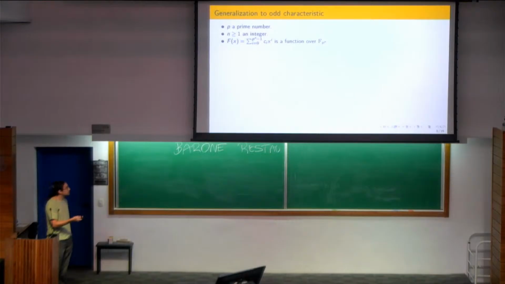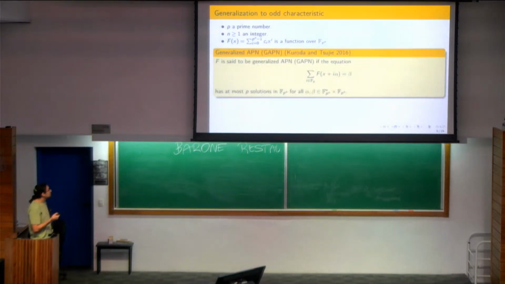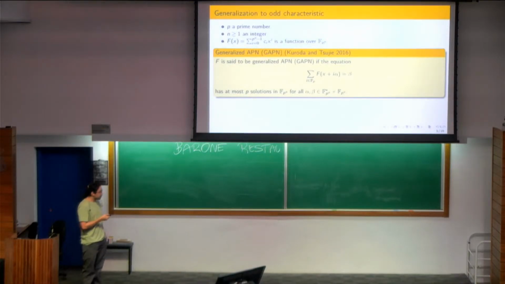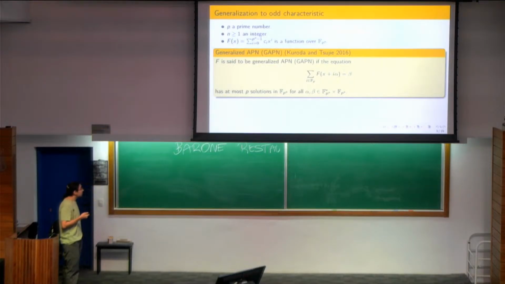Kuroda and Tsuji gave a generalization of this notion in 2016, and they generalized it over fields of odd characteristic. So we take any function f over a field of degree n, and f is said to be a GAPN function if this equation has at most p solutions for every non-zero alpha and beta.